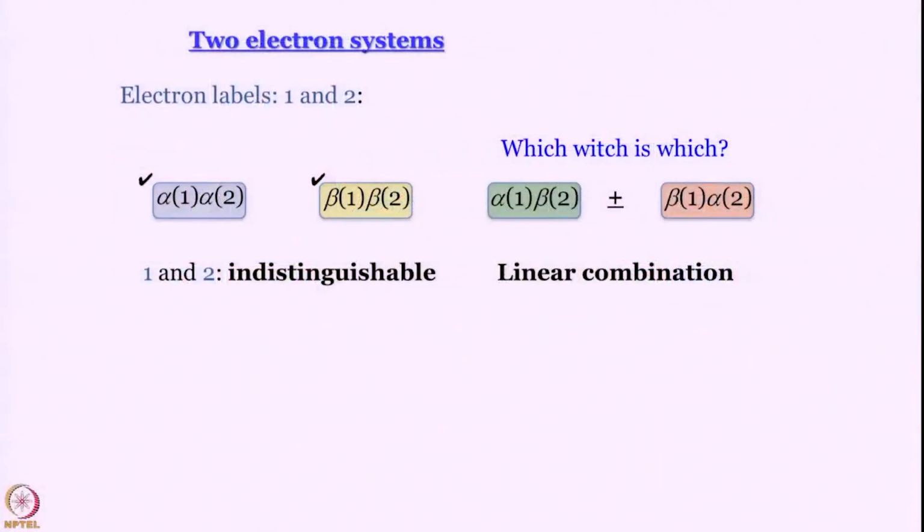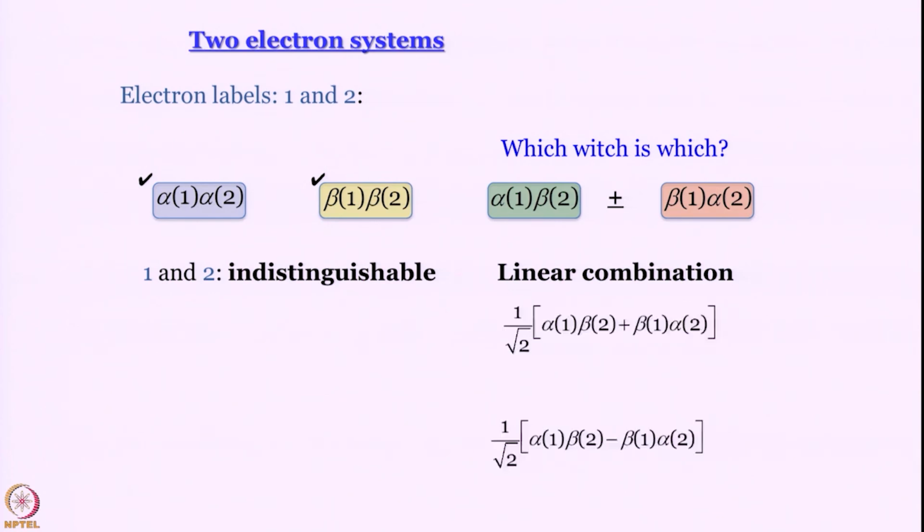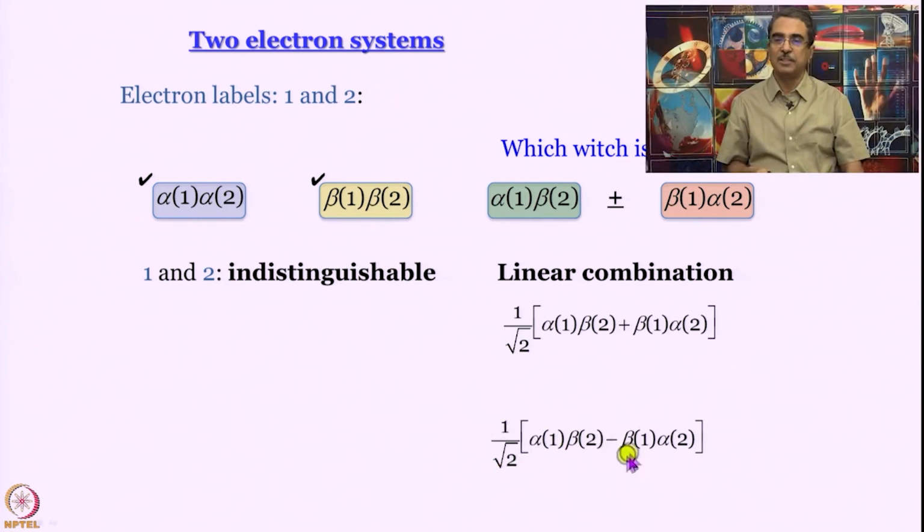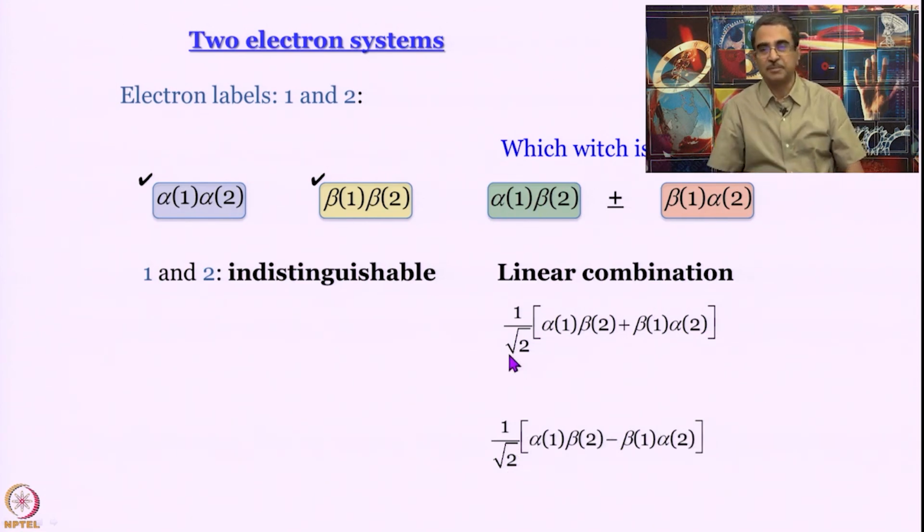So, you have to take linear combination. While taking linear combination, plus and minus both are equally valid, and of course you need some kind of a normalization constant. So, you get 1 by root 2 alpha 1 beta 2 plus beta 1 alpha 2, 1 by root 2 alpha 1 beta 2 minus beta 1 alpha 2. So, you see 4 different wave functions are possible for a 2 electron system.